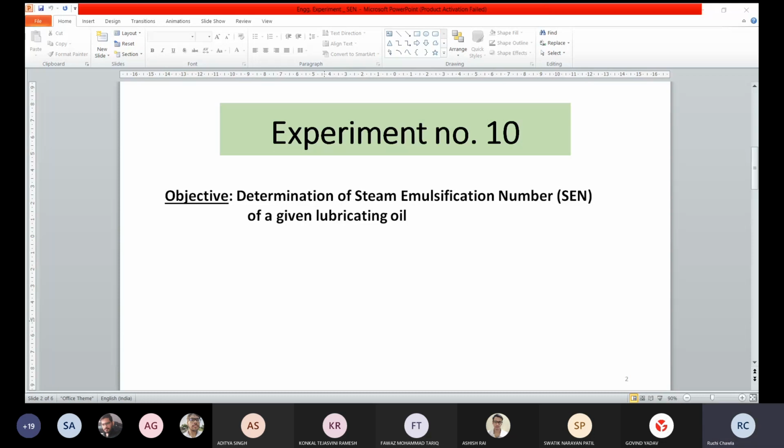And why? But it is time. If you look at the physical quantity aspect, actually it is nothing but the time for the two layers to separate. In fact, when an emulsion is formed between steam and the given oil, the time taken for them to separate in two distinct layers, that time in seconds is reported as a steam emulsification number. But when you report the result, you don't write the unit over there. So keep this important point in your mind.